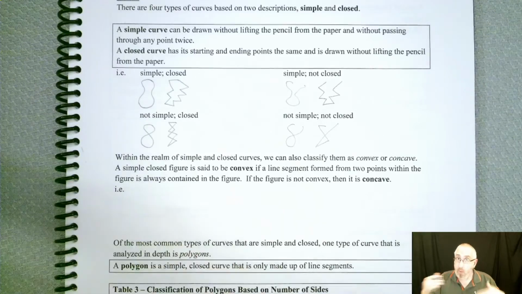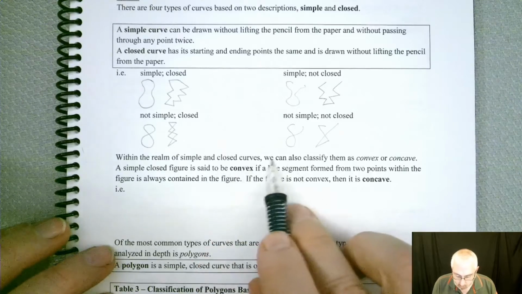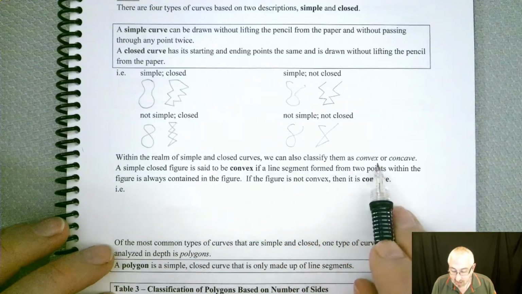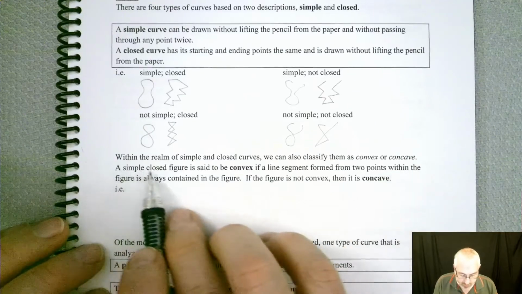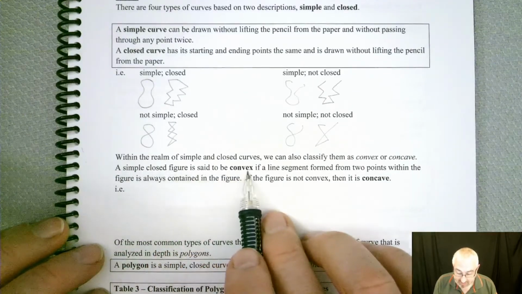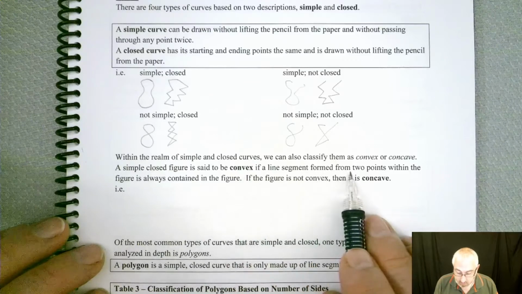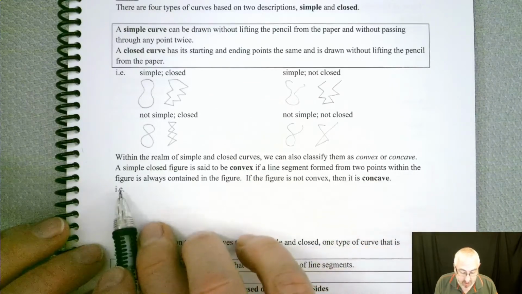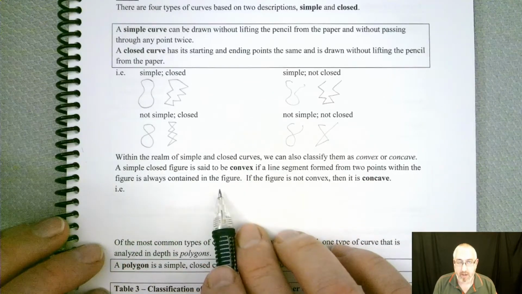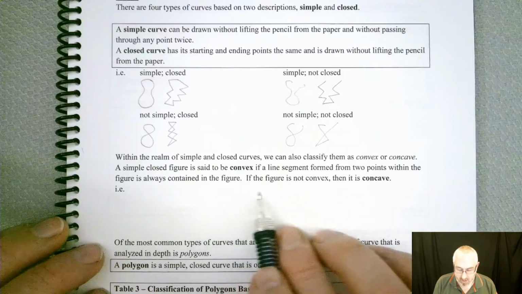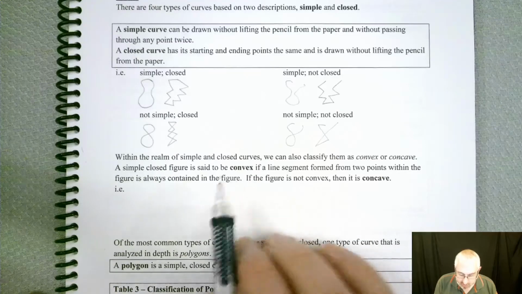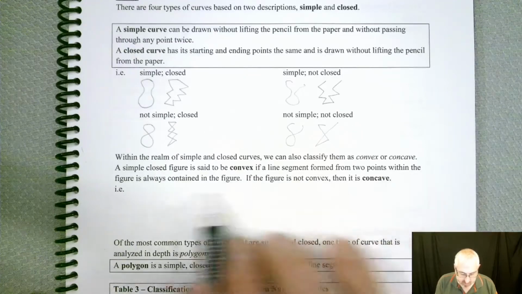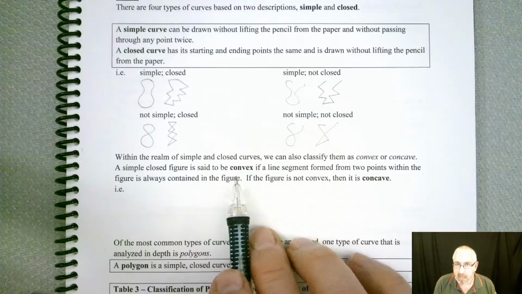All right, so now within that realm of shapes, we can also classify them as convex or concave. A simple closed curve is said to be convex if a line segment formed from 2 points within the figure is always contained in the figure. If the figure is not convex, then it's concave. So really we've got to have a solid understanding of what this definition for convex means.